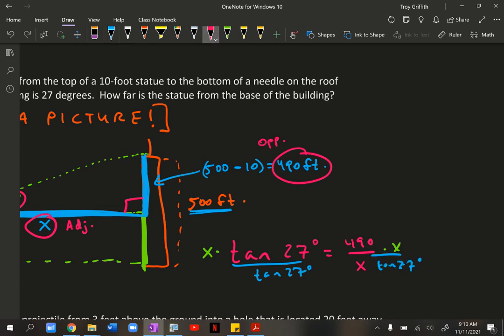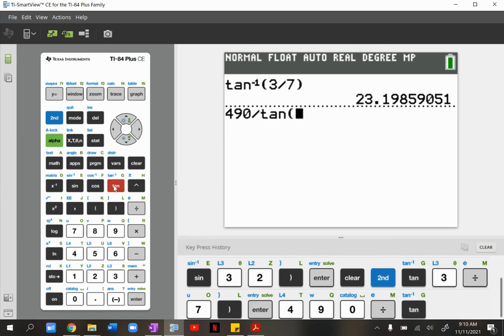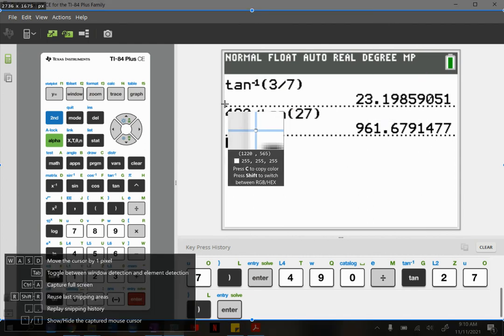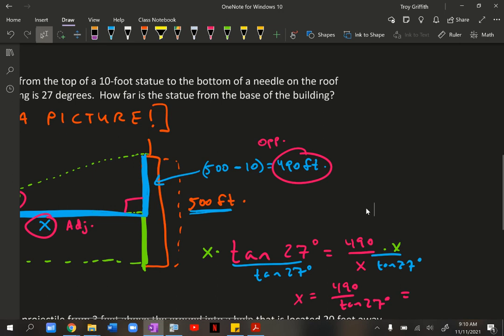When I'm done here, I get x equals 490 divided by the tangent of 27 degrees. And the calculator can help us calculate this. We have the angle, so we are just going to use the normal trig function. We will do 490 divided by the tangent of 27 degrees. And when I'm done here, I get an answer of 961. We'll go ahead and again put this in our notes.